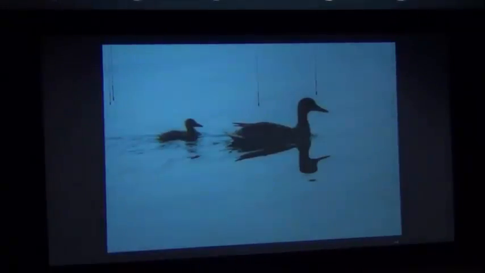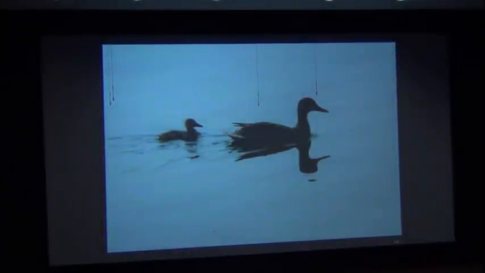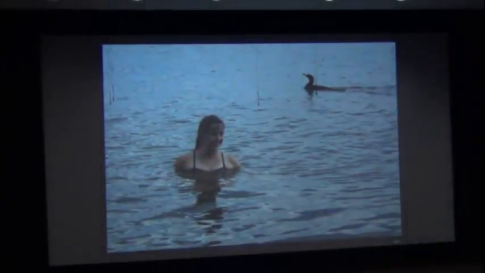Now here's another picture of Lake Ontario. We have lots of ducks, and we have lots of loons. And then we also have my daughter, who was in the picture with the loon.